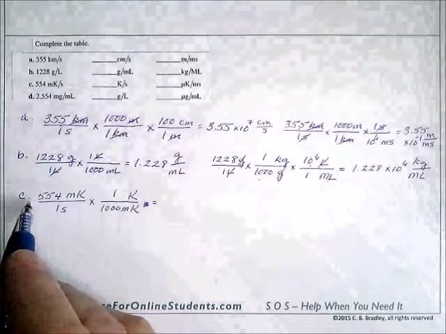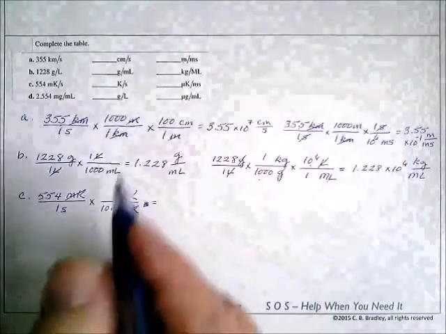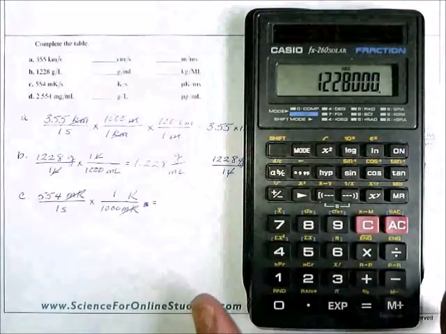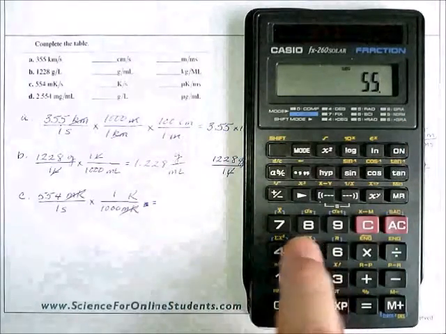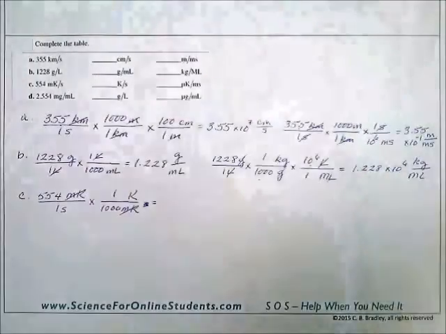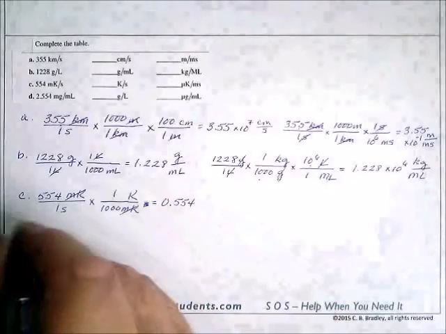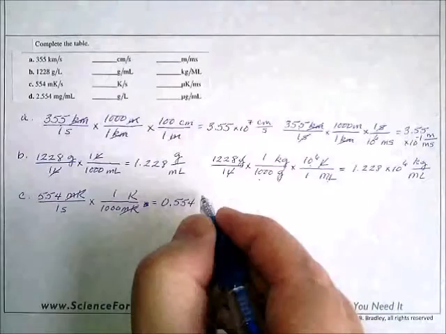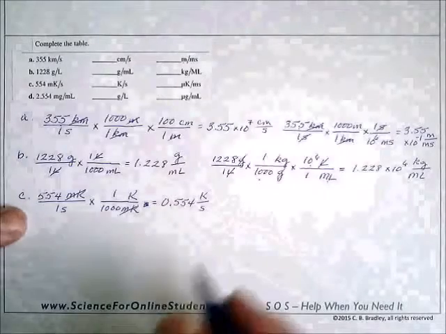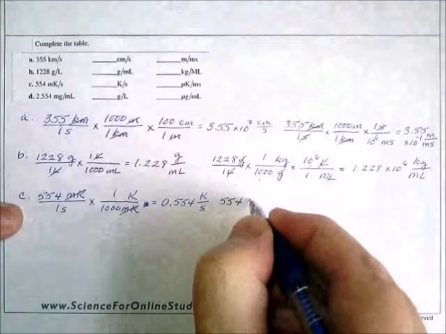We'll get 0.554 kelvins per second. And we'll back up on the calculator here. .554 kelvins per second. .554 millikelvins.